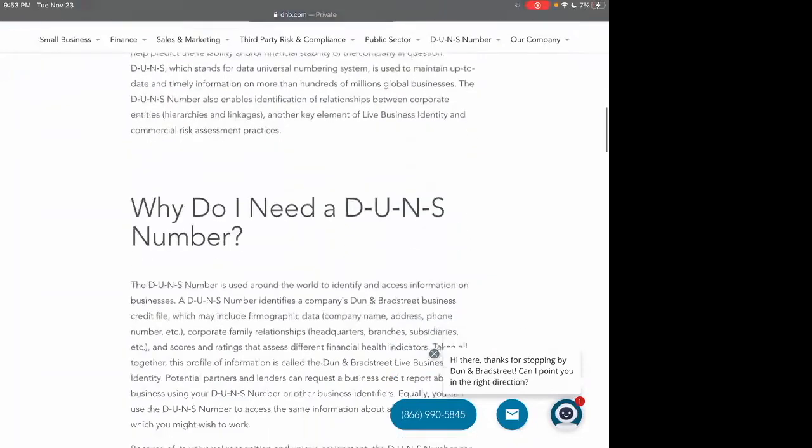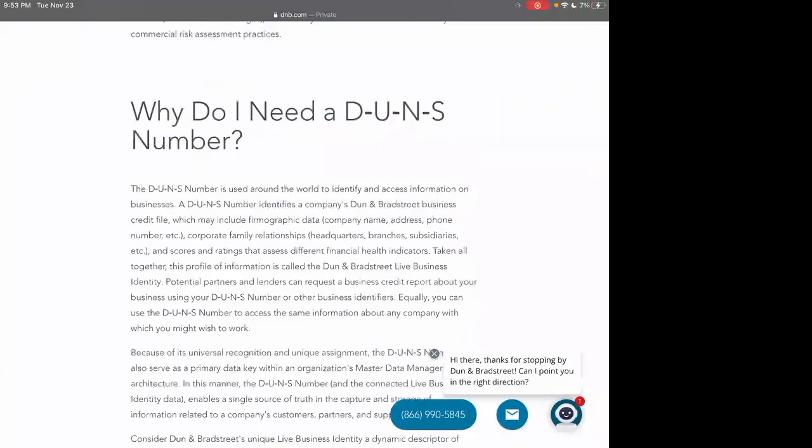Why do I need a D-U-N-S number? The D-U-N-S number is used around the world to identify and access information on businesses. A D-U-N-S number identifies a company's Dun & Bradstreet business credit file, which may include firmographic data, company name, address, phone number, corporate family relationships, headquarters, branches, subsidiaries, which I was referring to as far as knowing the trust estate and then all the subsidiaries, and scores and ratings that assess different financial health indicators. Taken all together, this profile of information is called Dun & Bradstreet's live business identity.